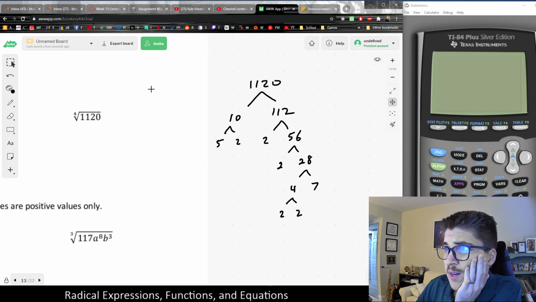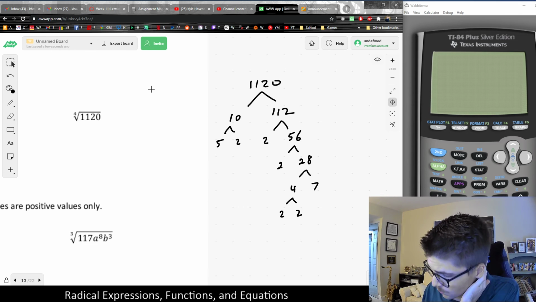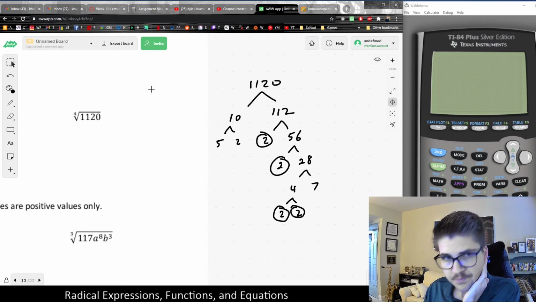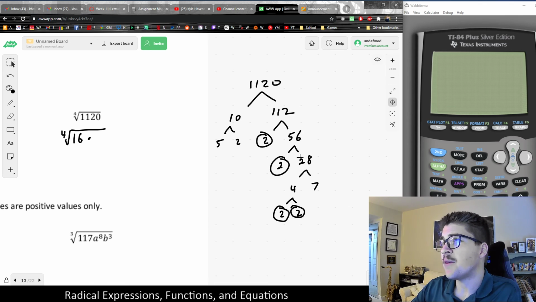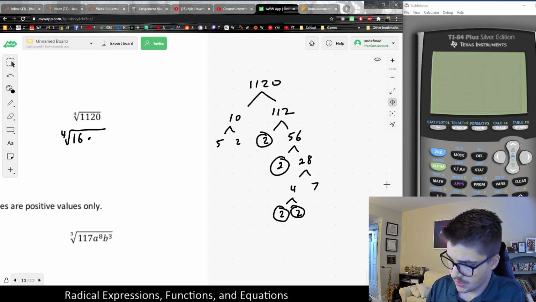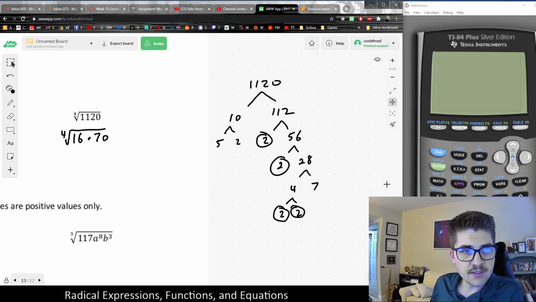This number is quite large and has a lot of factors, but with a fourth root, I'm looking for a perfect fourth. Notice that I do have four 2s in there, so that would make 16. I could split this as the fourth root of 16 times whatever's left, which is not in fours: 5, 2, and 7, which would be 70. So 1120 factors as 16 times 70.